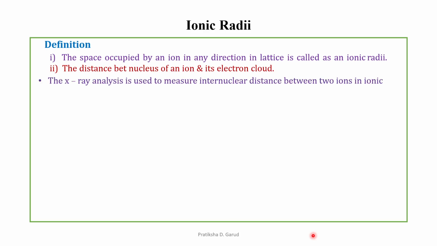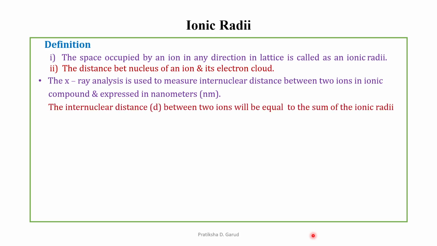Further, we can say that X-ray analysis is used to measure the internuclear distance between the two ions in ionic compounds, and it is expressed in the unit nanometer, that is nm. The internuclear distance, that means D, is the distance between the two ions, which equals the sum of the ionic radii of the two ions as they are touching each other. So let us explain this.